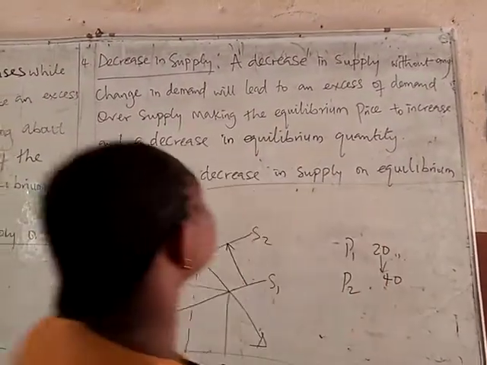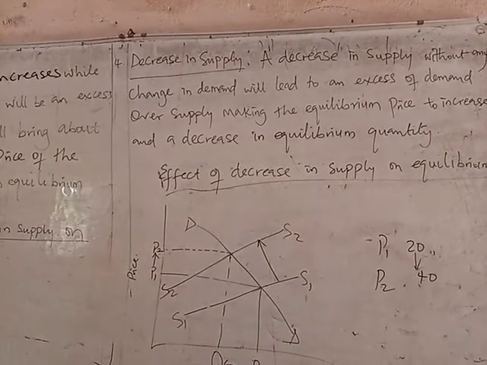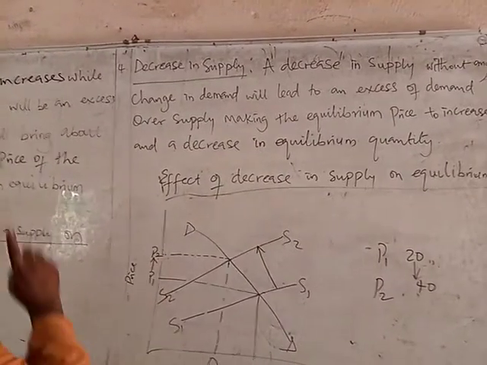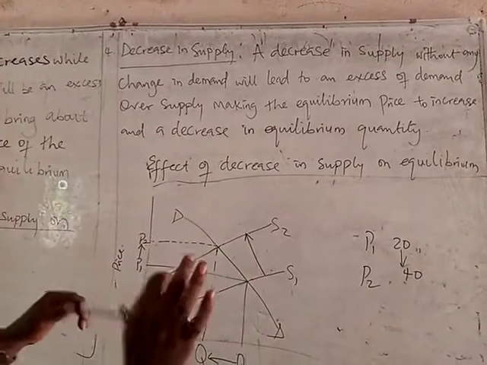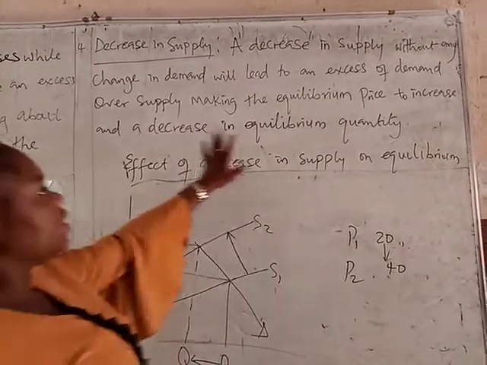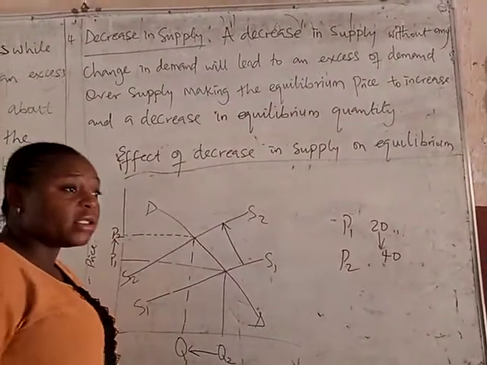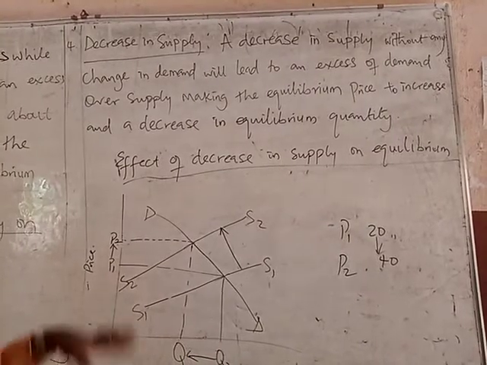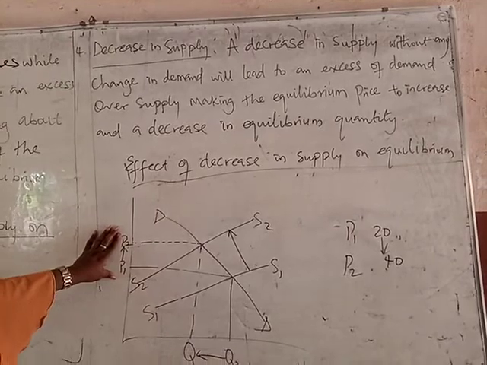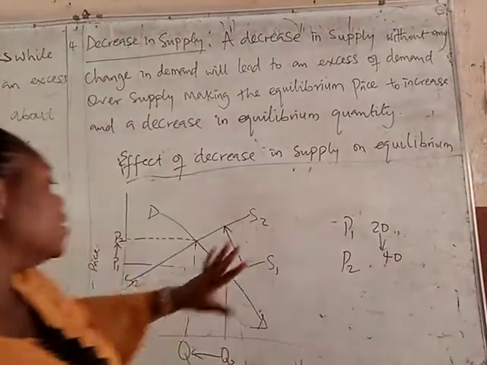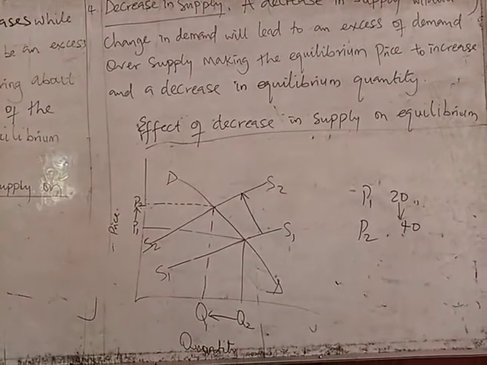Decrease in supply. A decrease in supply without change in demand will lead to an excess of demand over supply, making the equilibrium price increase and the equilibrium quantity decrease. We still remember what equilibrium quantity and equilibrium price are. Equilibrium price has to do with the price with which the commodity is being sold, while equilibrium quantity has to do with the quantity that is being supplied to the market.